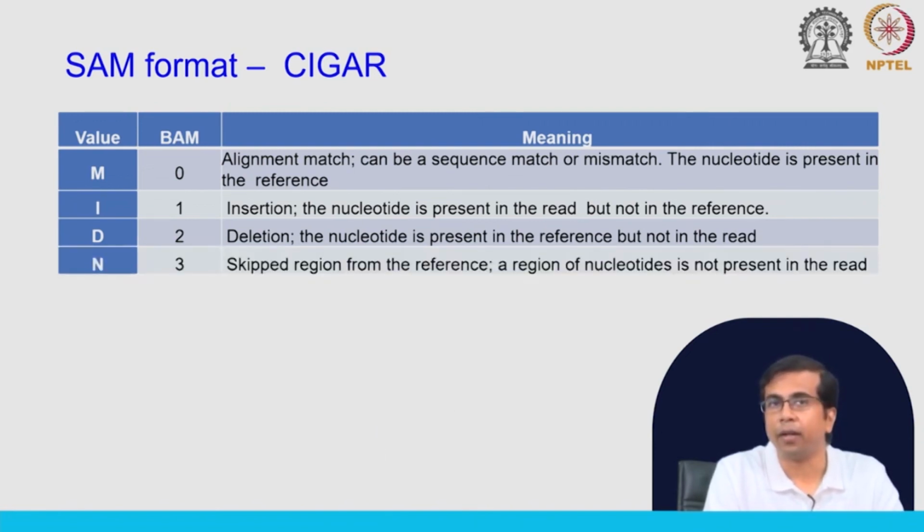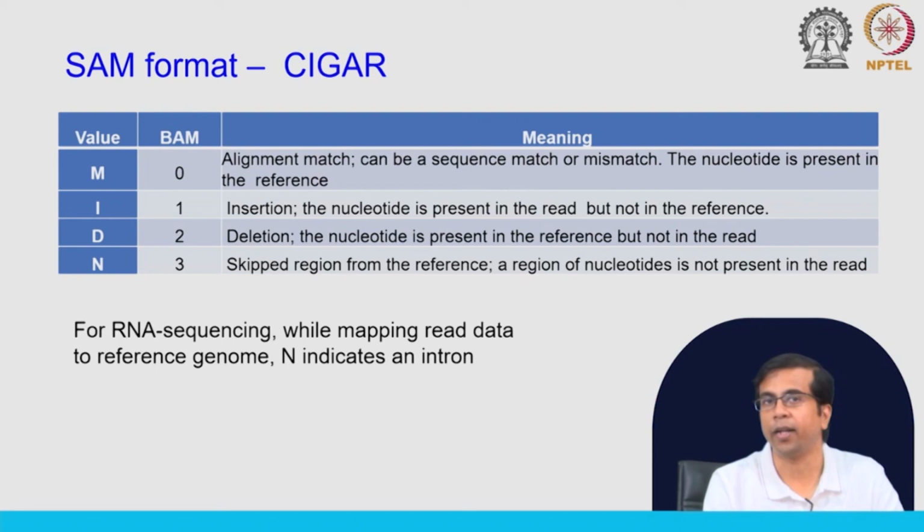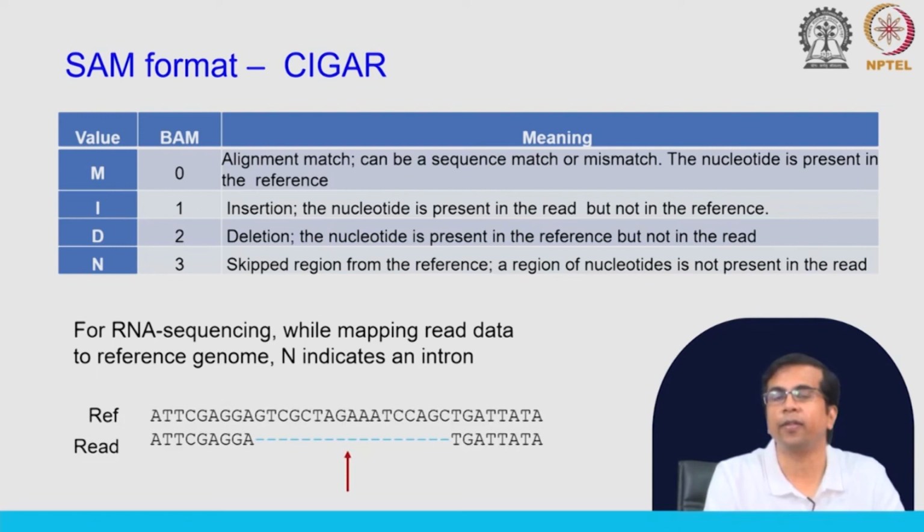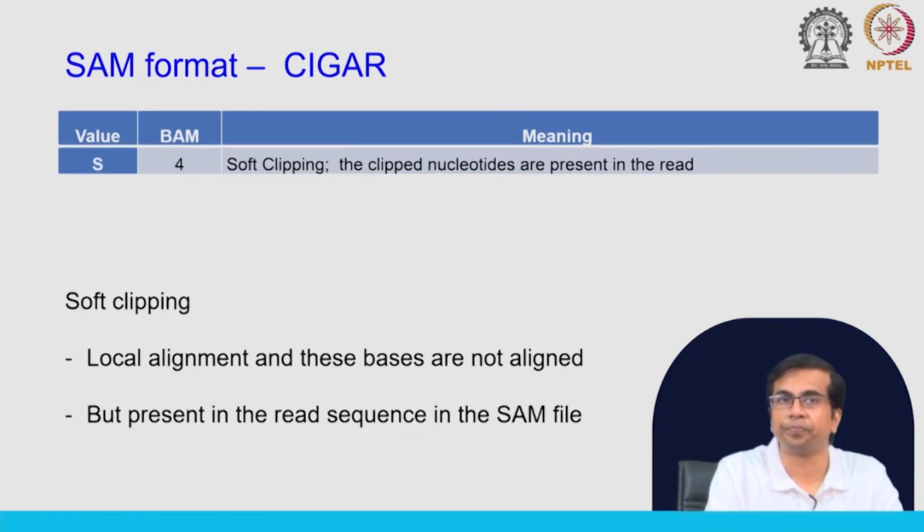Then you have something called N, which is the skip region from the reference. This is a region that is not present in the read. In the case of RNA sequencing data, you will see this situation where we can interpret this N as an intron. So, you can have this kind of gapped alignment, or split alignment, where you have these two parts, two exons, aligning to slightly different positions, slightly apart in the reference sequence, and you can have these N or skip regions. In that case you will have these N values.